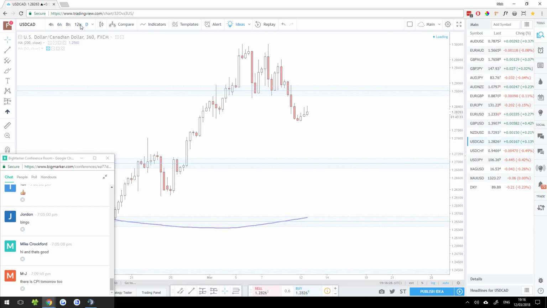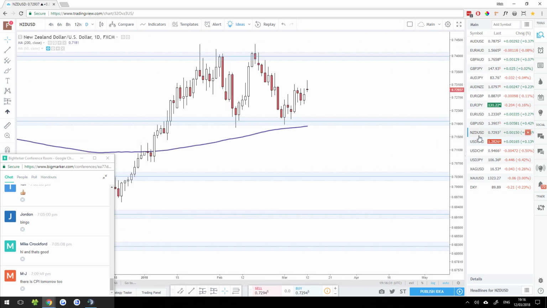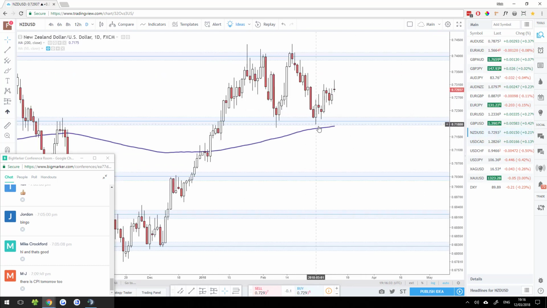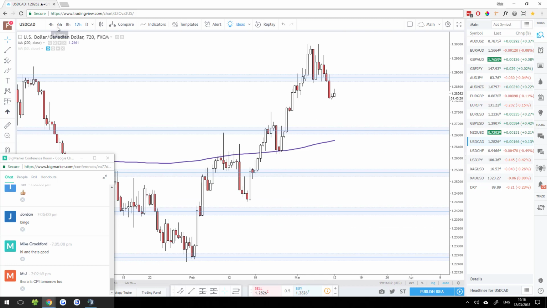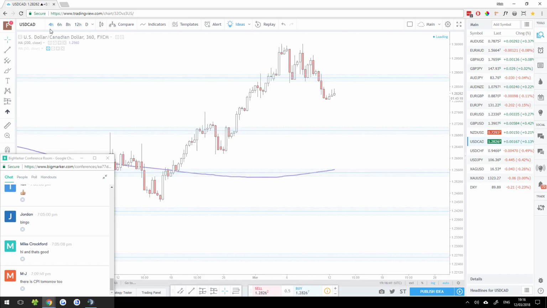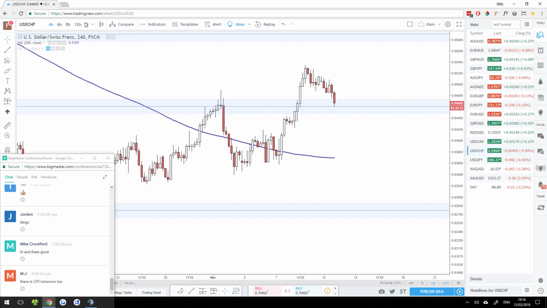USD CAD. Just want to go back to New Zealand USD for a second real quick. Yeah, never mind. All right, so USD CAD. Nothing much going on there either. USDCHF.